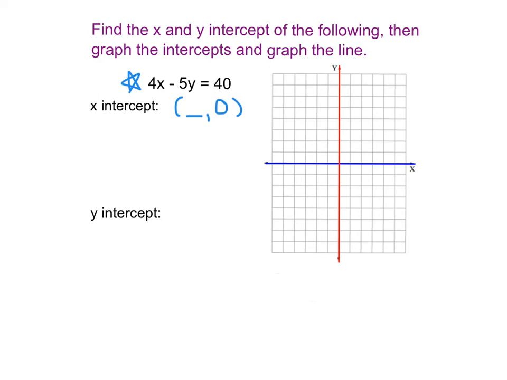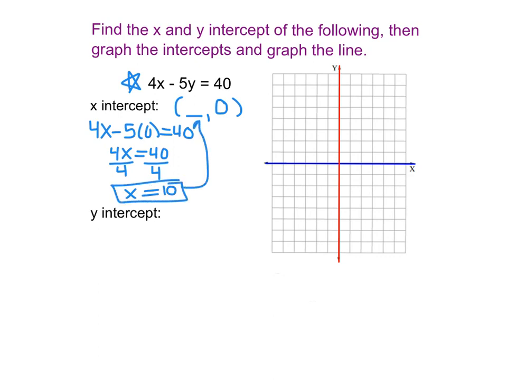So we start by substituting 0 in for y, so we have 4x minus 5 times 0 is equal to 40. Well, 5 times 0 is just 0, so I really have 4x is equal to 40. Divide both sides by 4, and x is equal to 10. So what I've found here is that my x-intercept point occurs when x is 10 and y is 0.